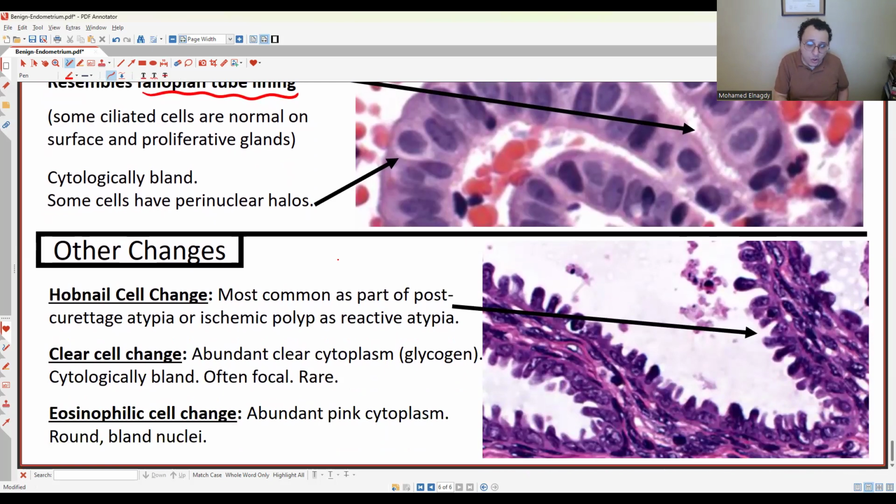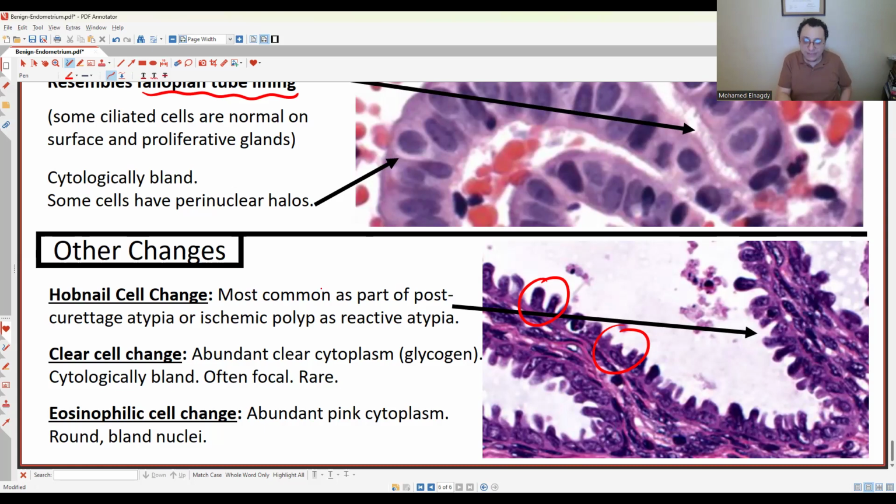Hobnail change. When you see these hobnail cells, this is usually an endometrial polyp which underwent infarction. They always say it's highly likely to be an infarcted or ischemic polyp, an infarcted endometrial polyp. That's why you're seeing these hobnail cells, because some cells died and some other cells did not. So you see the cells are plump with spaces in between, like hobnails. And this is actually a polyp which has ischemia or infarction.